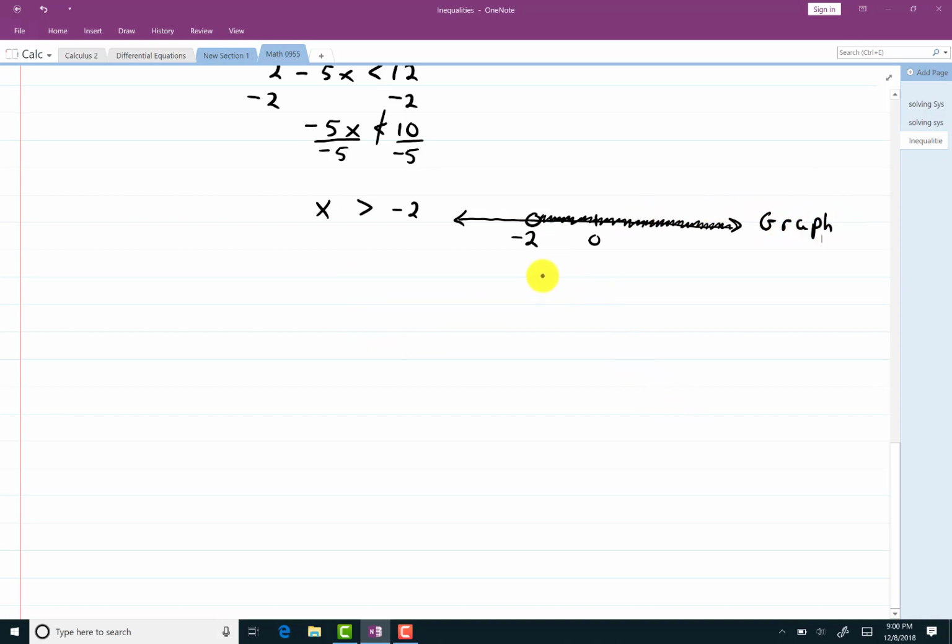And then I can also write the interval version, which notice how it mimics the graph. This certainly looks like it says negative 2 off to the right forever. And we use a symbol infinity to recognize that it's all the numbers greater than negative 2. And once again, this is called the interval.